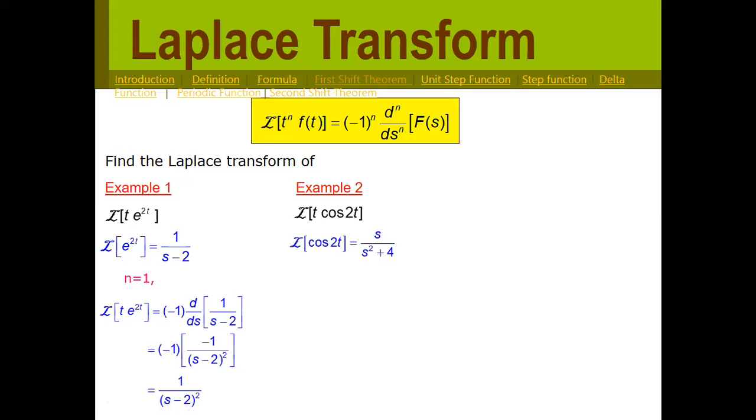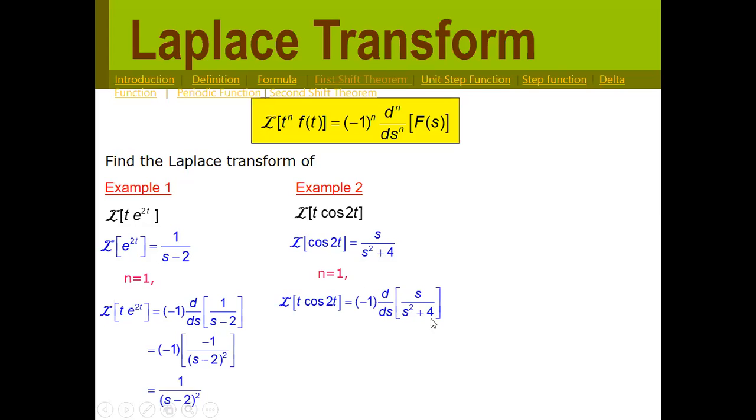Okay, kalau begitu juga ni, Laplace T cos 2T. So cos 2T ni by table is S over S square plus 4. So when N equal to 1, Laplace T cos 2T is, okay. So N dia berapa? N dia 1 kan? So just differentiate for the first order for the S per S square plus 4. So and you get the answer here. Ni. Times with the minus 1. And you get this one.